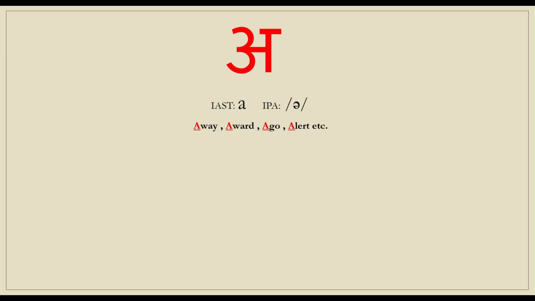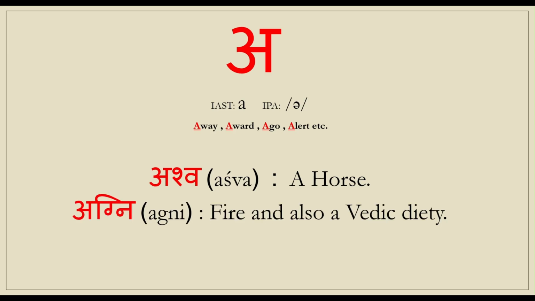The Sanskrit examples for this sound would be words like Ashva, which means a horse, the word Agni, which means fire, and also it is a Vedic deity, and the word Amara, which means immortal.